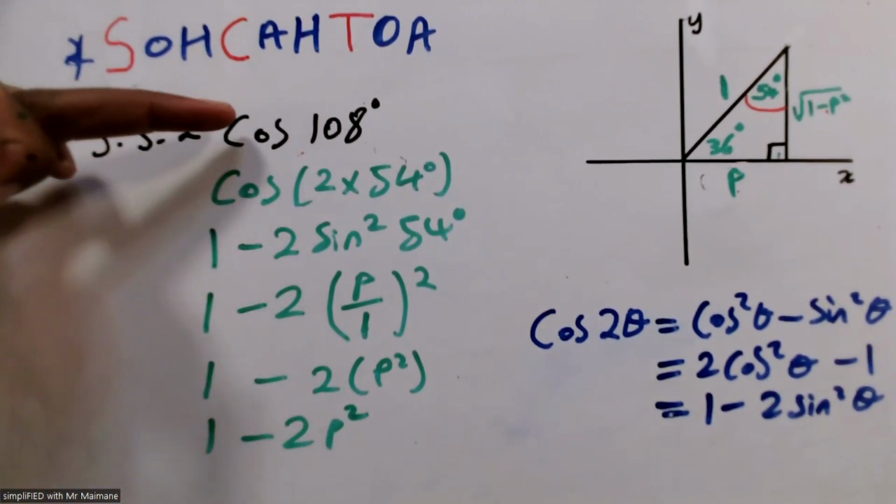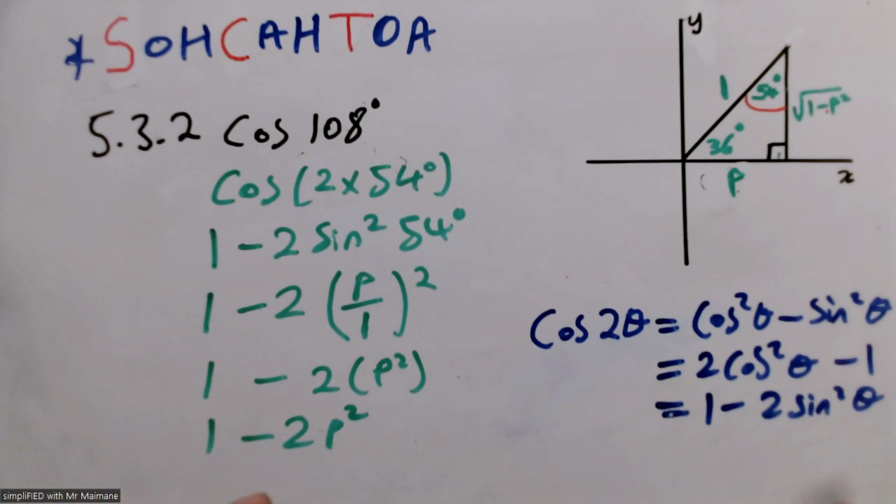So that's how you represent cos 108 using this information without using a calculator, in terms of the given angles, which were 36, 54, and 90. That is how you deal with questions like this.